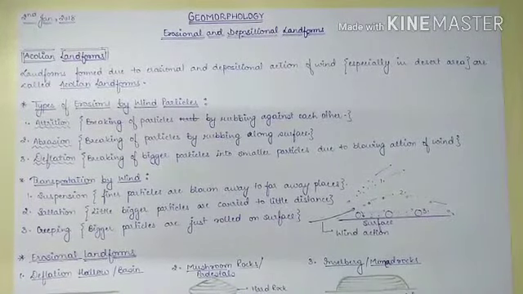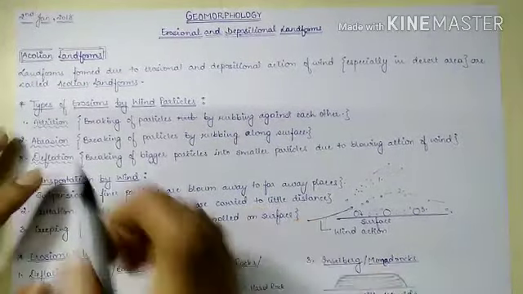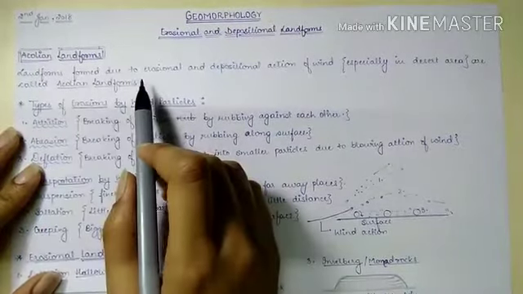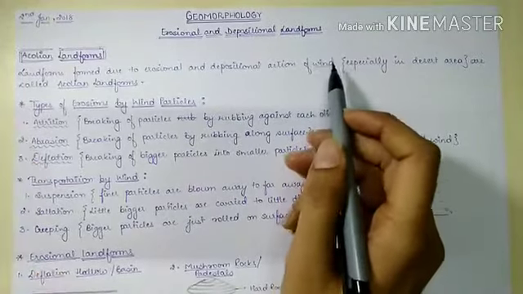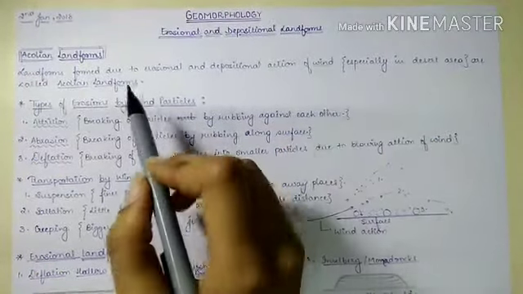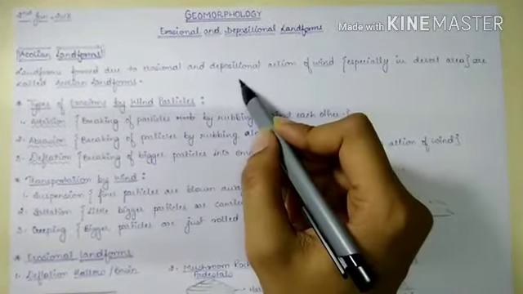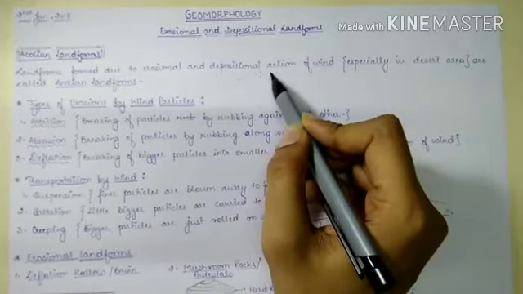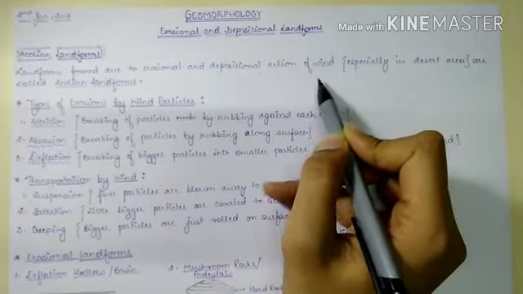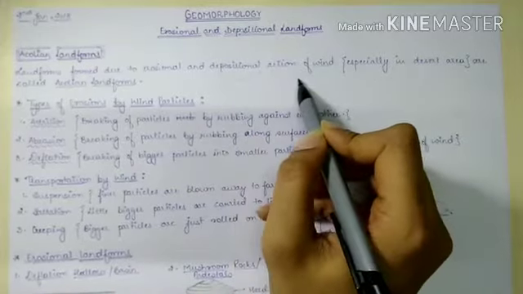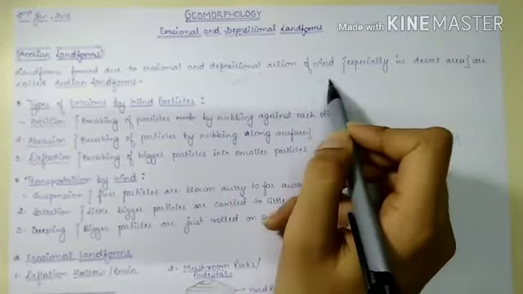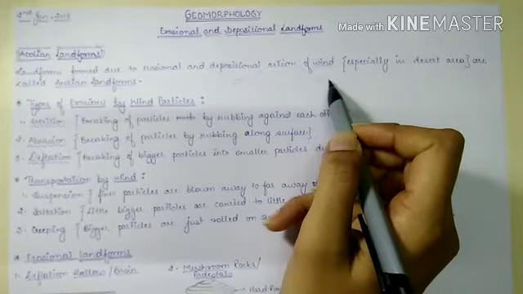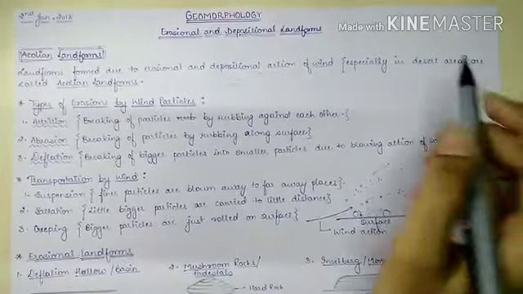Aeolian landforms are the landforms that are formed due to erosional and depositional action of wind. Okay, so they are formed by erosional and depositional action, which means the winds are eroding the material and depositing it somewhere else, and this action forms the landform here and here, and these landforms are known as aeolian landforms. Okay, they are formed especially in desert areas.